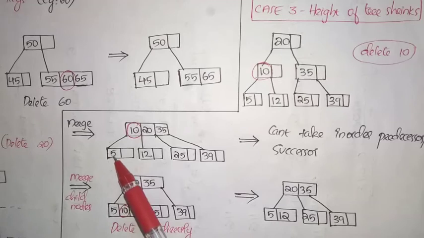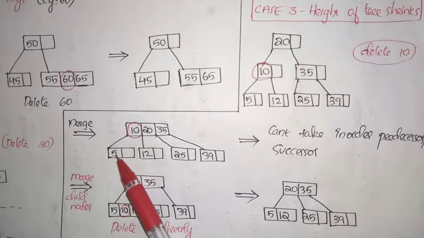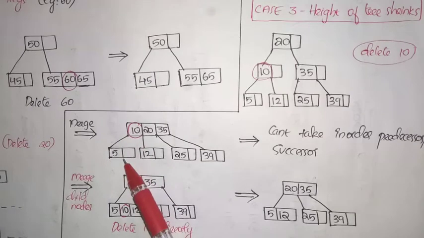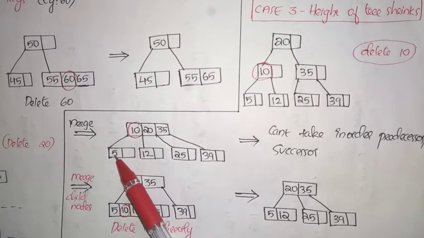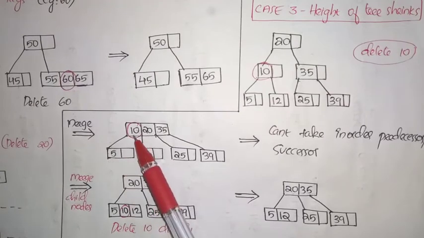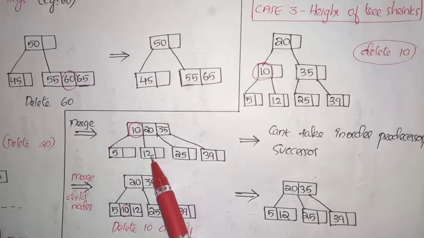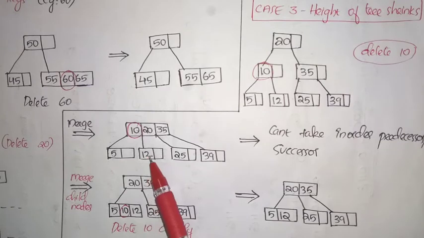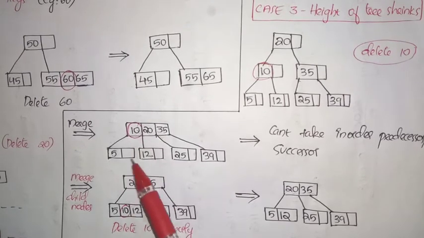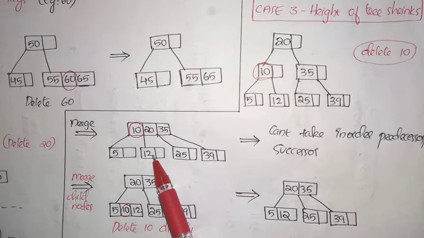No, because if I take the in-order predecessor 5, it will actually violate the minimum key condition. So I cannot replace this 10 with its in-order predecessor 5. Can I replace 10 with its in-order successor 12? No, it also will violate the minimum key condition. So the only thing that we can do in such a scenario is we can merge this 10 with its child elements, that is 5 and 12.